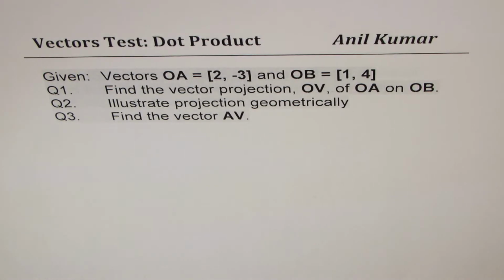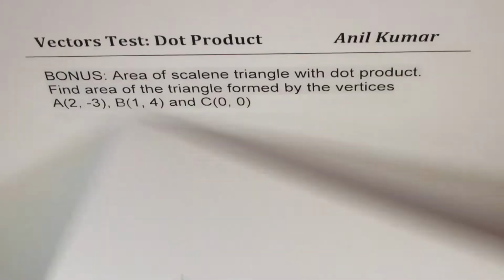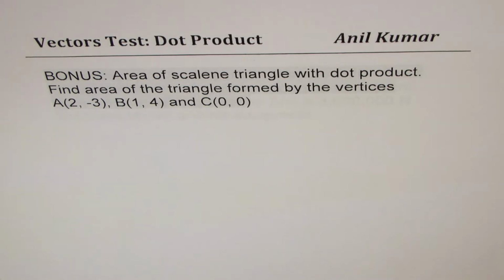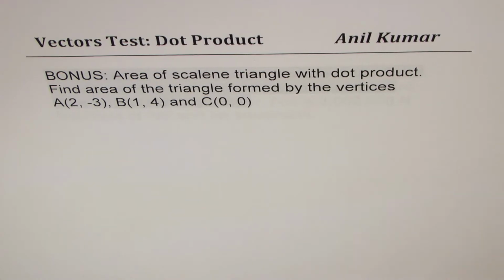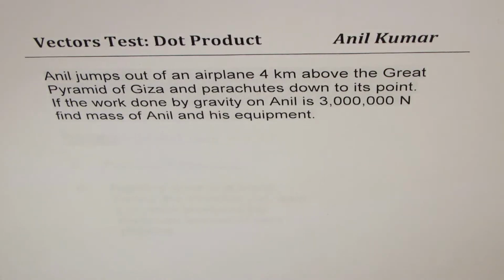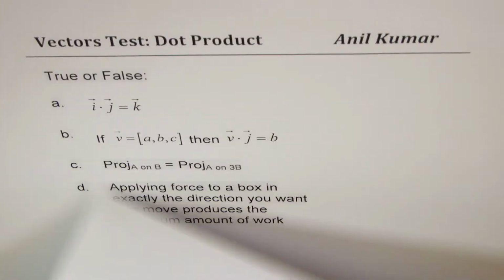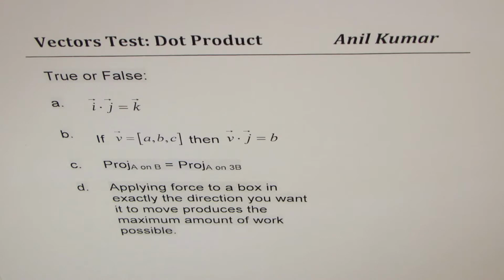Based on this, we'll have a question which you can pause the video and copy from here. And based on this, we'll have a bonus question to find the area of a scalene triangle given points A, B, and C. Well, these points are similar to what we took in the previous two examples. And then we'll have an application question on work done, followed by a simple multiple choice question to wrap it up. So that is all we are going to cover in part 2. You can pause the video, copy these questions, solve them, and then look into my suggestions.